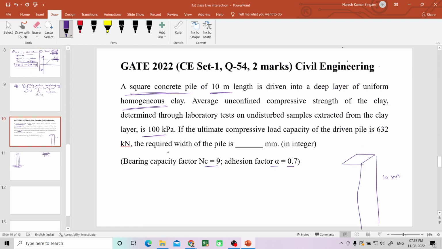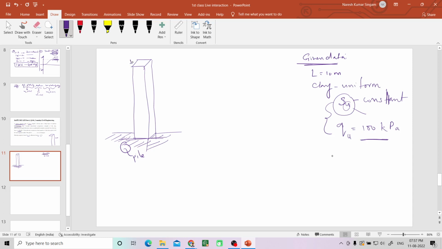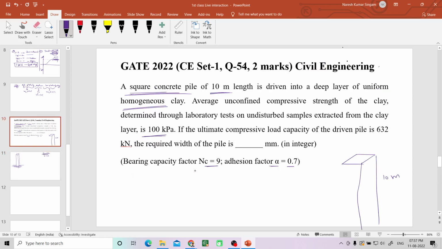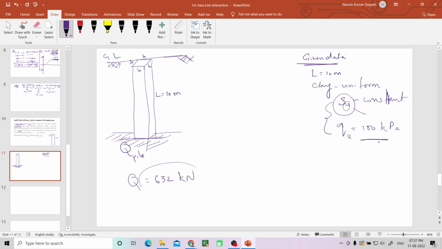Now, what is the required width of the pile? Let us take this as the width B, because it is square and length is 10 meters. Ground level will be here because the pile is inserted, right? So now we need to find out B so that its compressive load capacity will be equal to 632 kilonewton. For this much capacity, what should be the width of the pile? That is what we need to find out.